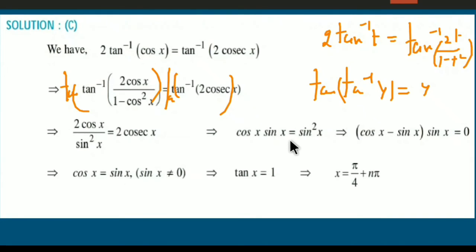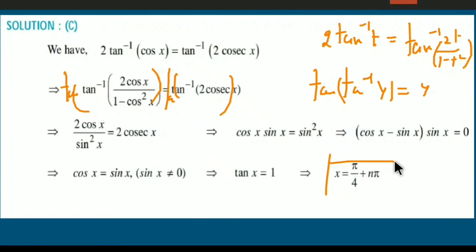So cos x into sin x, that we can say 1 upon sin x, and then cross multiply. It is equal to sin square x, so (cos x minus sin x) into sin x equal to 0. Hence cos x equals sin x, so tan x equals 1, and this provides the solution because sin x shouldn't be equal to 0. So x equals pi by 4 plus n pi. This is your solution and your answer. So option C is correct.